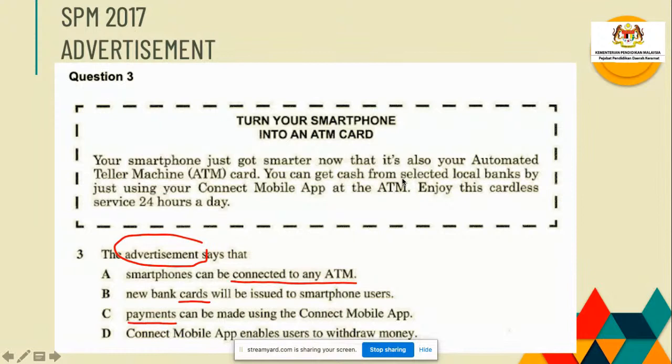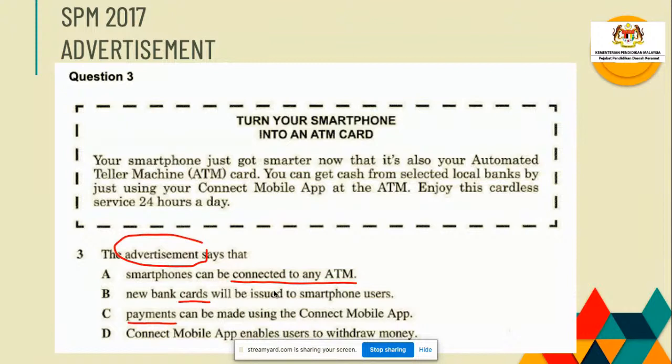Okay, let's say for A, kita nak pilih A. Smartphones can be connected to any ATM. So keyword here any. Sedangkan dekat sini tadi cakap selected. So automatically kita tahu A salah. Sebabnya bukan semua bank boleh terima, hanya selected. So kita dah boleh pangkah jawapan A. So now we continue with B. New bank cards will be issued to smartphone users. Ada tak idea of new bank cards? Memang definitely tak ada cakap pasal new bank cards. So kita cancel B. So now we are left with only two choices. Nampak tak betapa mudahnya bila kita dah identify the keywords from the questions.